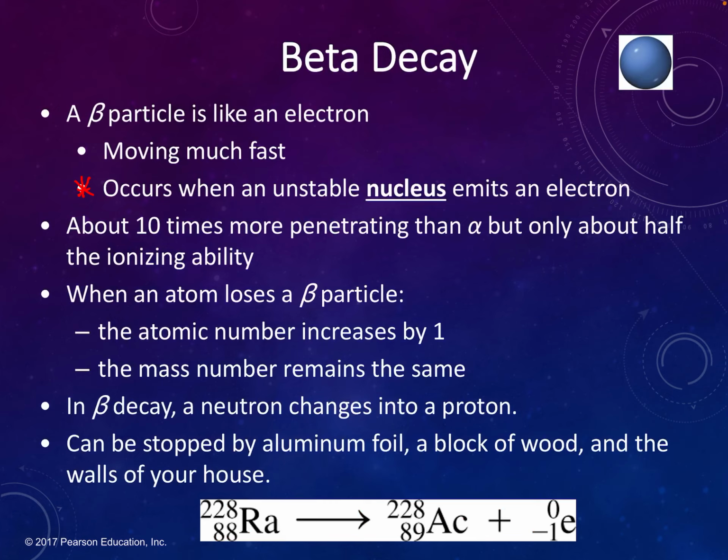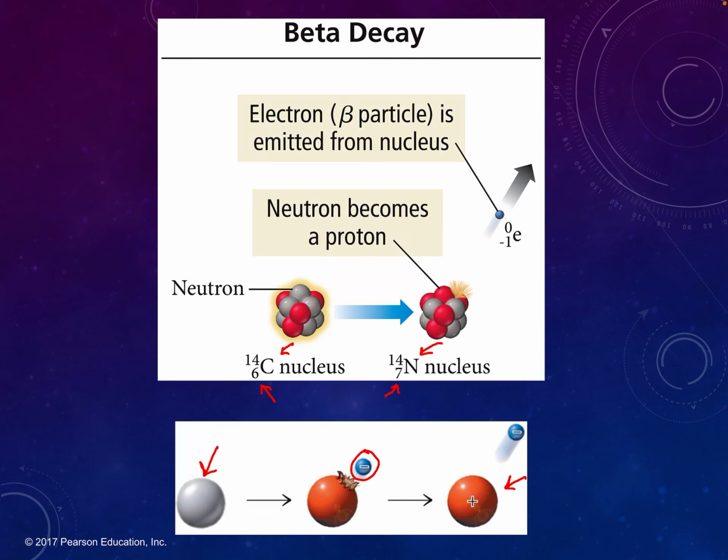Our beta decay, like I said, is more penetrating, but it can be stopped by things like aluminum foil or a block of wood or the walls of your house. So if you were worried about beta decay, maybe you'd want to wear one of those tin foil hats on your head. I don't know, that should protect you. Or just stay in your house or whatever the case may be. Okay, but here is our example down at the bottom. So we have, again, our radium turning into actinium because we are taking one of our neutrons and turning it into a proton. So our atomic number is increasing by 1.